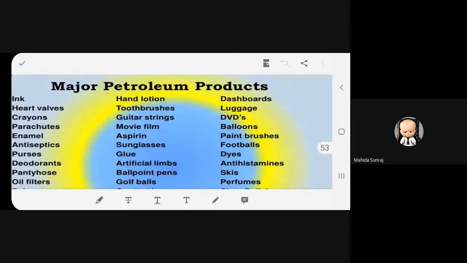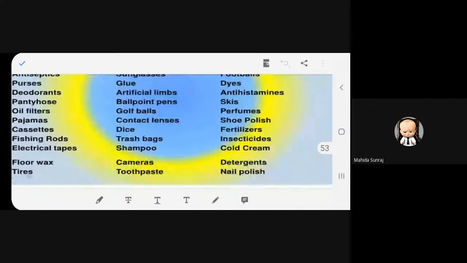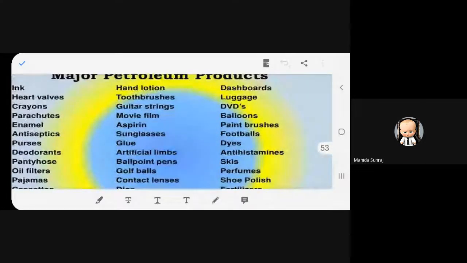Yes. So crayons you get from petroleum. Parachutes, enamel, antiseptics, purses, deodorants, oil filters, pajamas, cassettes, fishing rods, electrical tapes, floor mats, tires, hand lotion, toothbrushes, guitar strings.